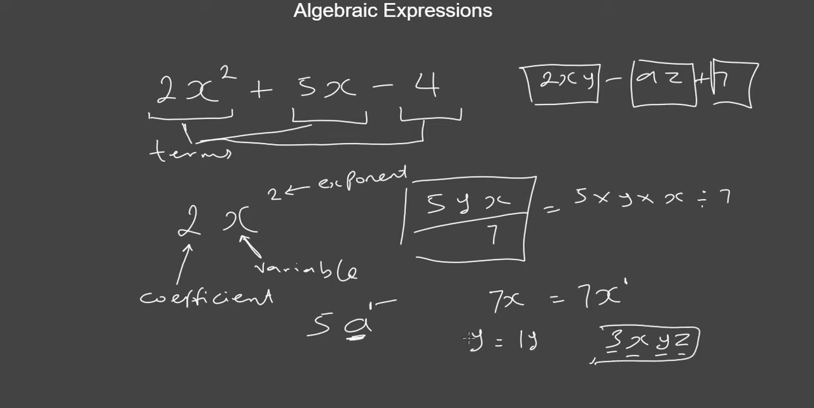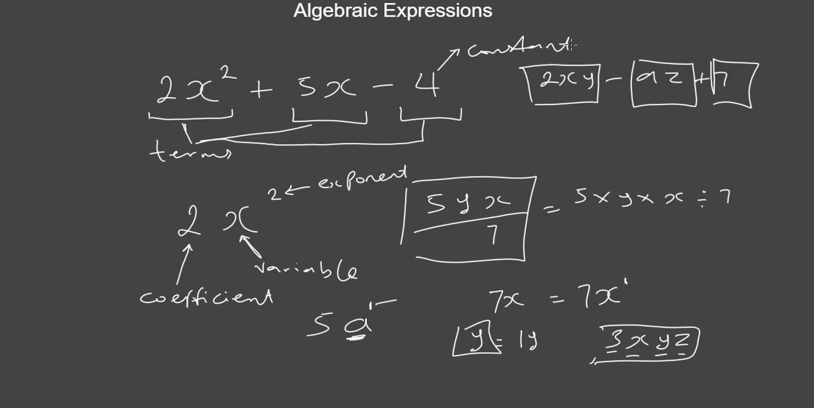This is a term, this is a term, and so on. But there are terms that we call constants. For example, in this case, this 4 is a constant. It's also a term, but it's a term without a variable.